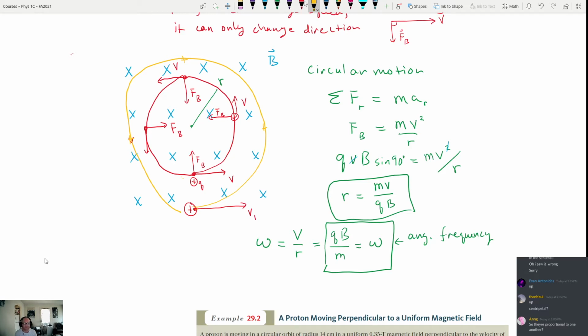Anyway, but let's look at this equation. So what does it tell us? It tells us that the radius of the path that the particle takes depends on mass, velocity, charge, and magnetic field. Let's see if this makes any sense. Can anyone explain to me why the radius of the path would grow bigger if the velocity was bigger?